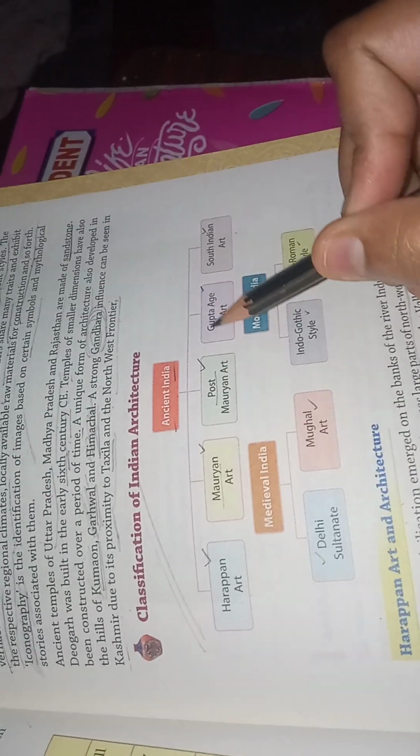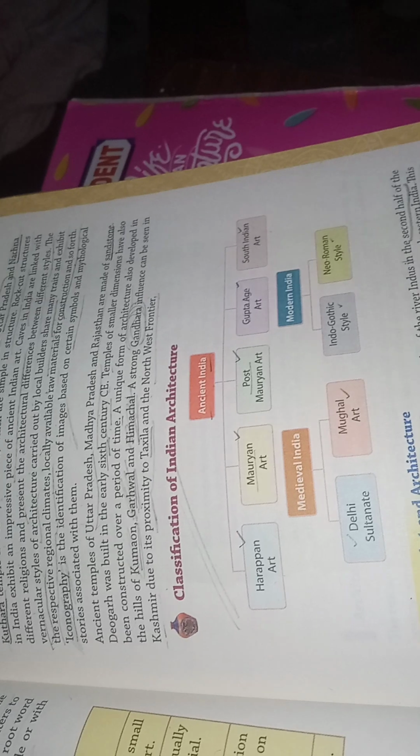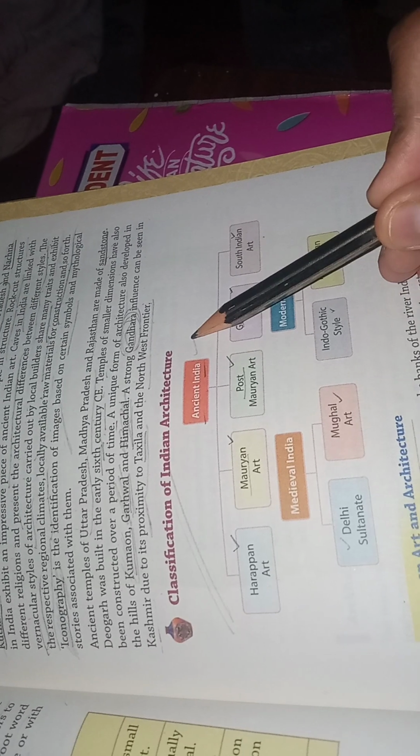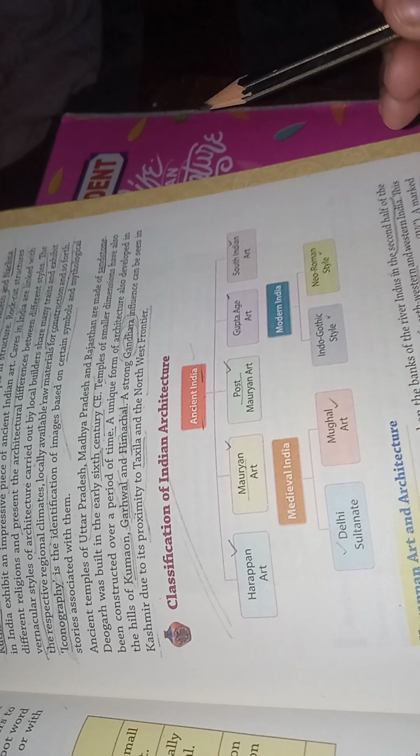Classification of Indian architecture. Ancient India is classified into different art groups: Harappan art, Mauryan art, post Mauryan art, Gupta age art, and South Indian art. Basically, there are different eras in India, and we can study different types of arts in ancient India.